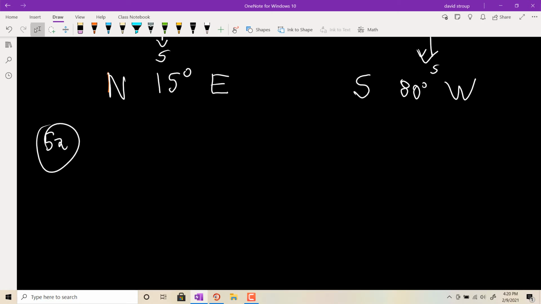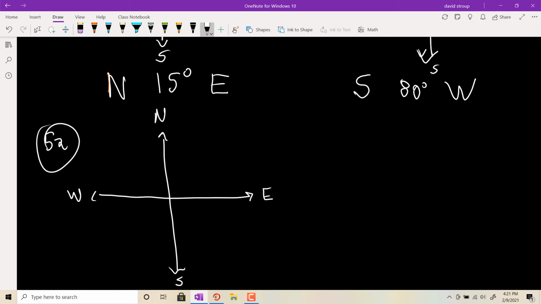It says a boat leaves the entrance to a harbor and travels 40 miles on a bearing south 64 degrees east. Okay, so let's kind of draw a picture. That's always a good way to start. So here we have north, here's south, here's east, here's west, and we're starting with south 64 degrees east. So your initial side is the south, and then you're rotating 64 degrees to the east. And there's my terminal side.